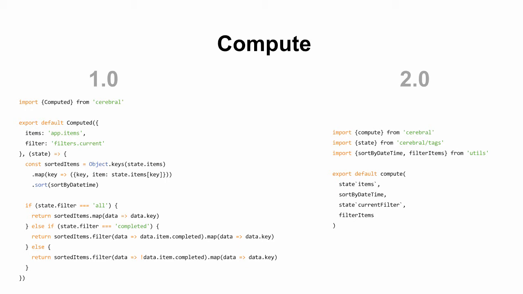That means that we could even create our own compute of the items and sort by datetime. And then we could reuse that in different places. The point is that compute allows you to compose things very easily, and it has become a really powerful concept.